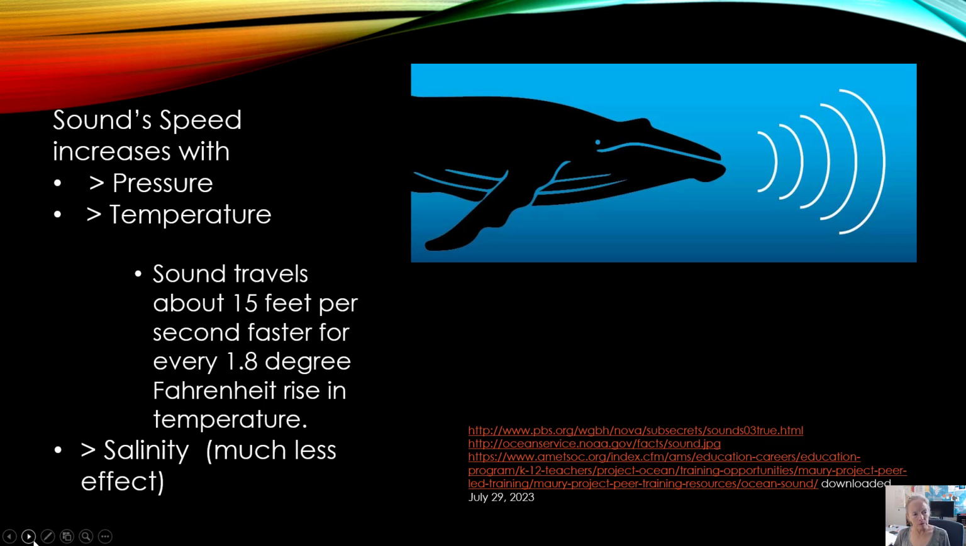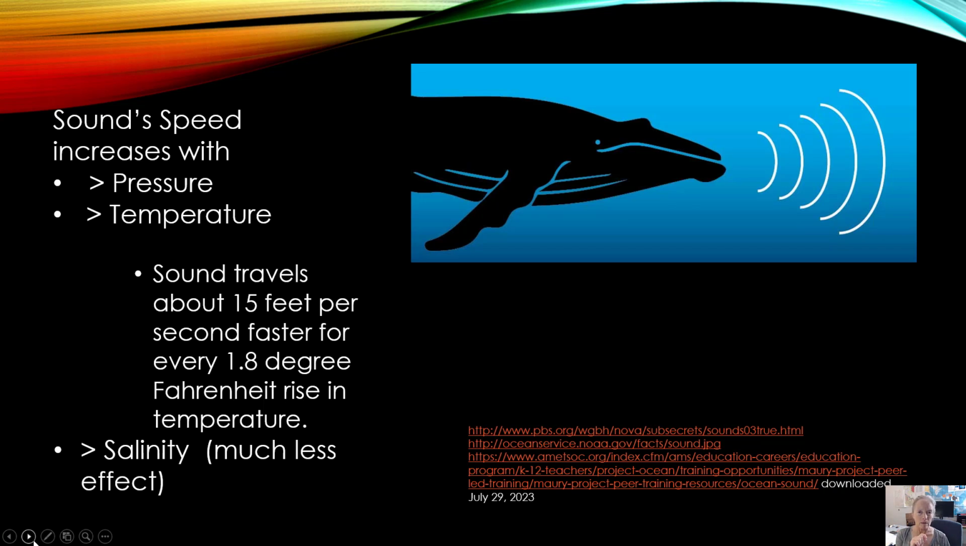All right, now this is important. The speed of sound underwater goes faster when there's an increase in pressure, which makes sense, right? Because the molecules are closer together if there's more pressure. With more temperature, well, I don't know how to explain why that would be except that warmer things are vibrating at a higher energy than cooler things.